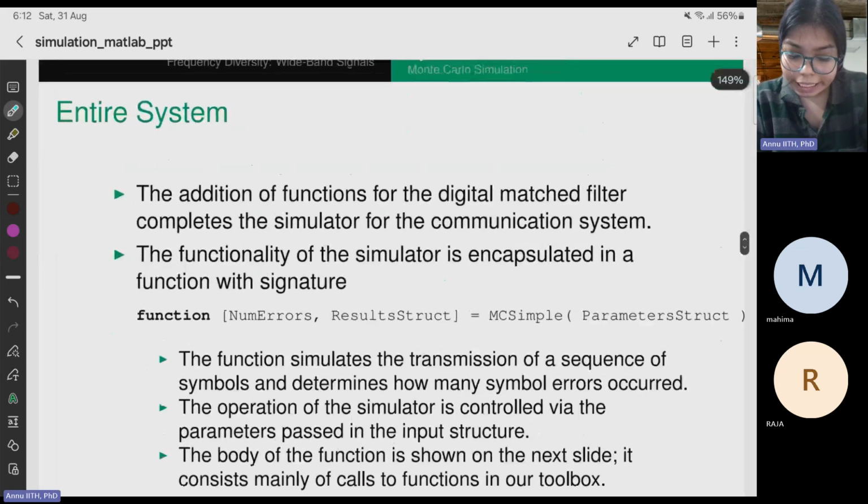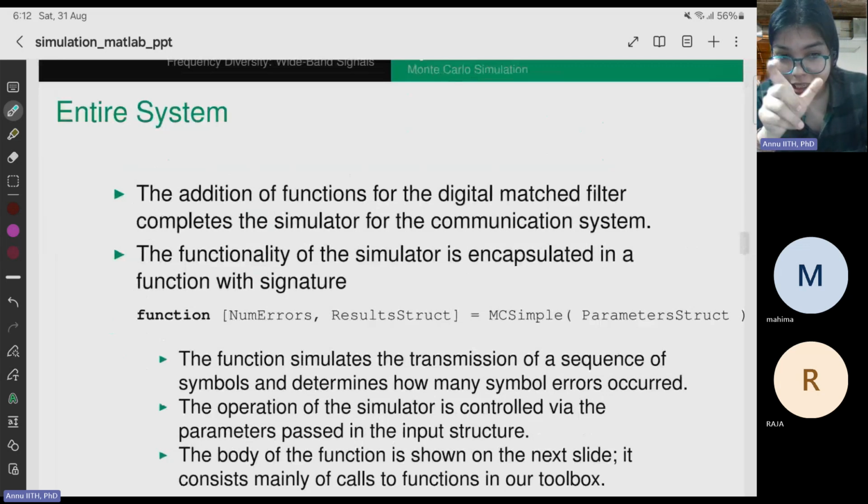Now, the entire system. The addition of the functions for the digital matched filter completes the simulator for the communication system. As we have seen in the previous class, what are the block diagrams? We saw the source encoder, then channel encoder, then modulator, then channel, and at the channel the noise will be added. And after the channel, you do the matched filter and so on to extract what was actually transmitted.